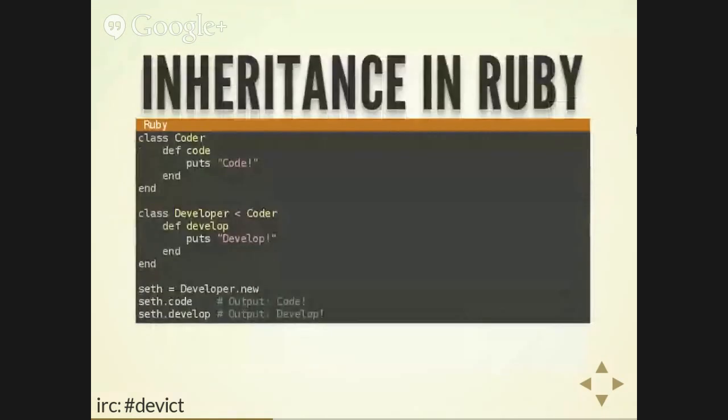Let's go over that again in Ruby. So here I have a class called coder. It has the method code, and when I call code, it's going to put the string "code."